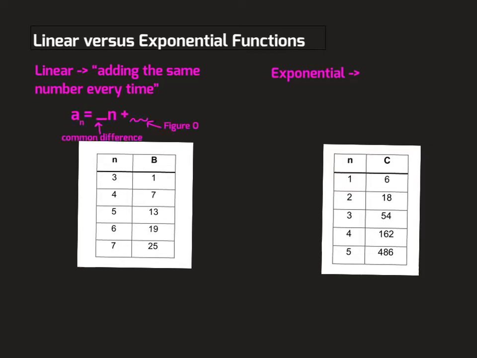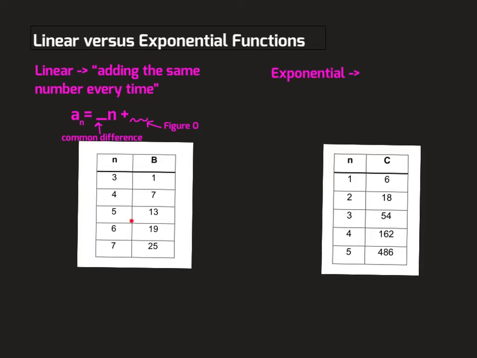The equation for a typical linear function is a sub n equals blank times n plus blank. The blank that is the coefficient of n, or attached to n with multiplication, is where we put our common difference or that recursive pattern. The blank that we are adding is then where figure 0 goes. That's the output when n is 0.